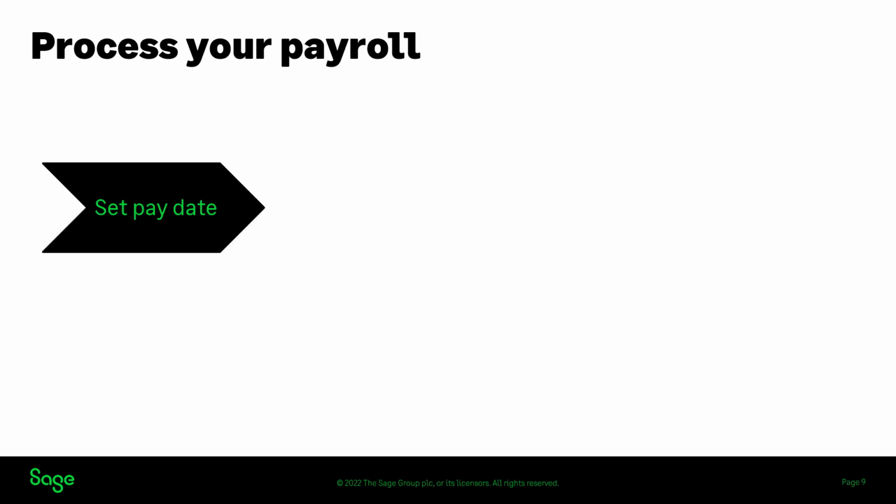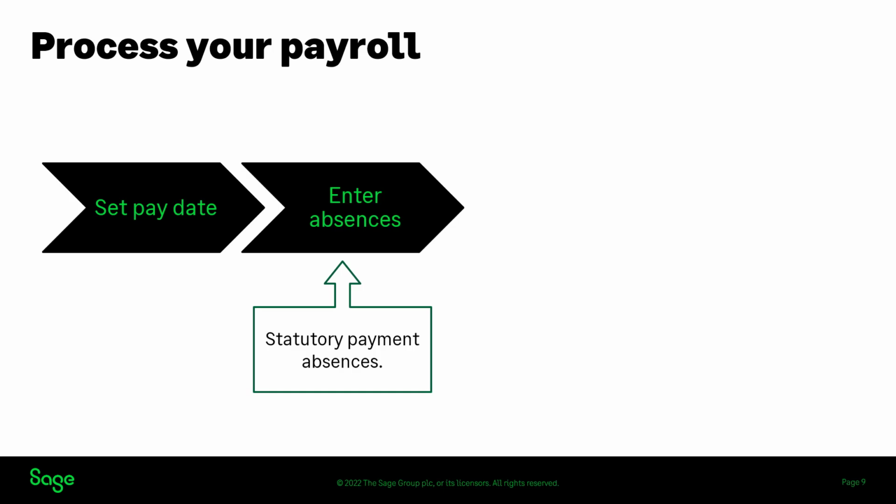So step 1 of the pay run is simply to set your pay date. And that's the date the employees are being paid. It's not the date that you are running the payroll. The next step is to enter any absences. This isn't holiday, this is your statutory absences. So that will be things like your statutory sick, maternity, paternity, etc.